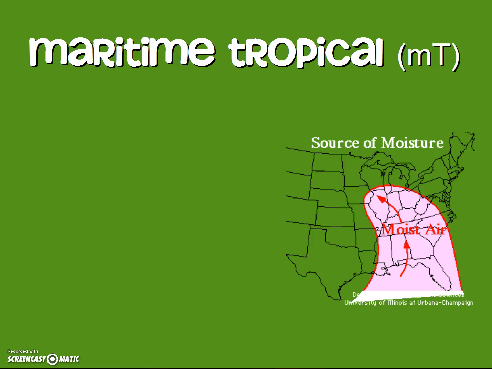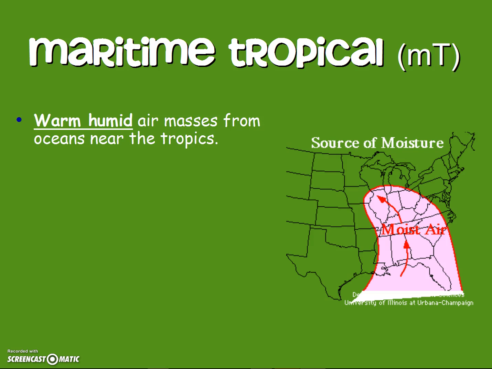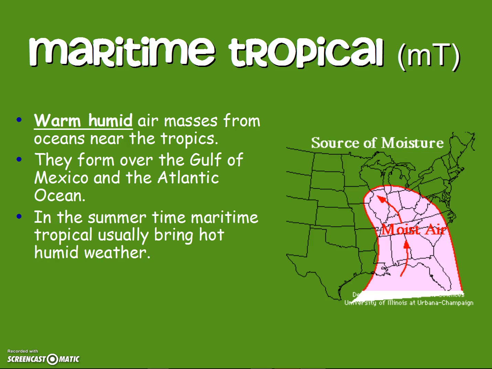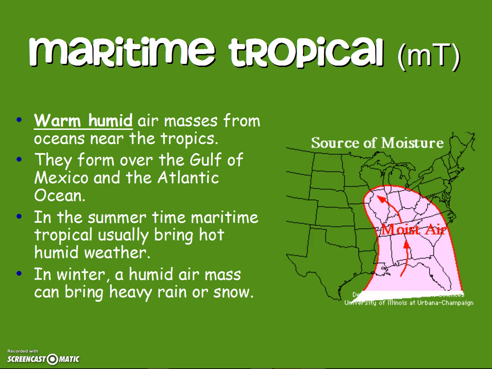All right, so the first one we're going to talk about is maritime tropical. Maritime tropicals are warm and humid, moist air masses that come from oceans near the tropics. They're going to form over the Gulf of Mexico and the Atlantic Ocean. In the summertime, maritime tropical usually brings hot and humid weather. In the winter, a humid air mass can bring heavy rain or snow.